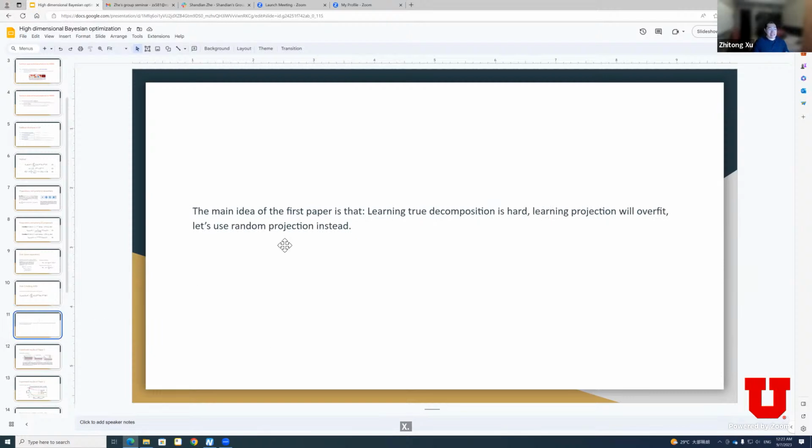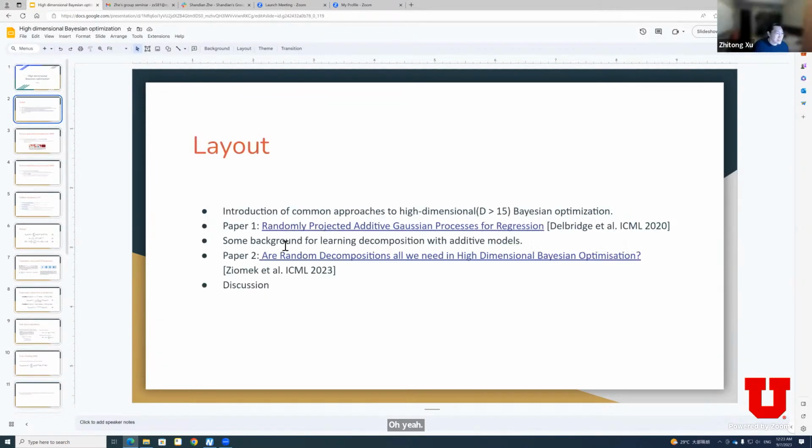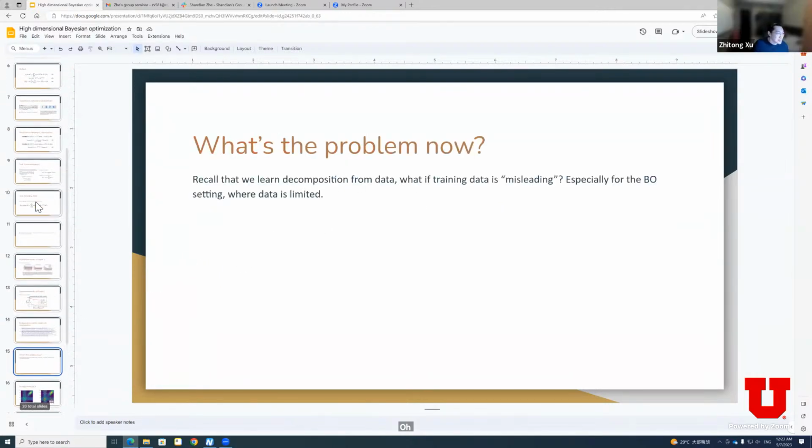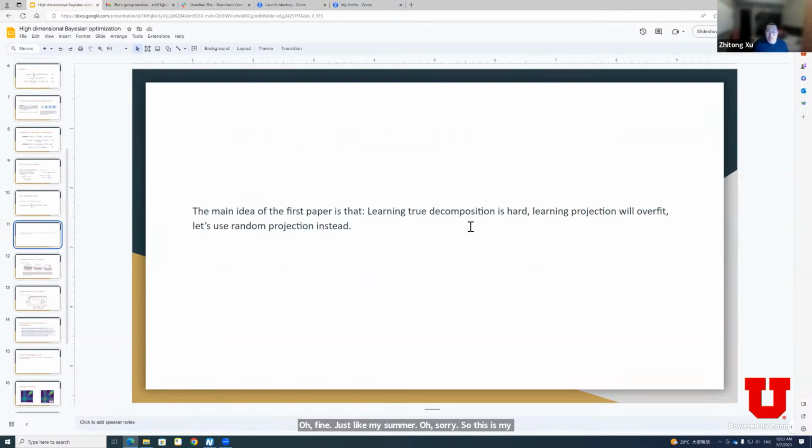So I think the main idea of this paper is that learning decomposition is hard and learning the projection will overfit. So why not just use a random projection instead? Is this the first paper? Oh yeah, this is the first paper. Which paper? The 2018 paper? This one, yeah. Okay, does that paper propose two ideas or just the ARD? Oh, one idea. This is my summary.